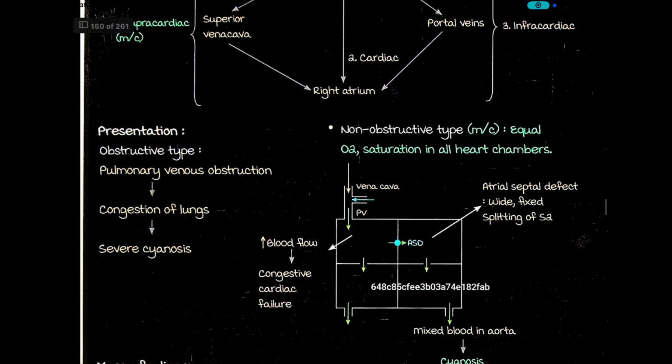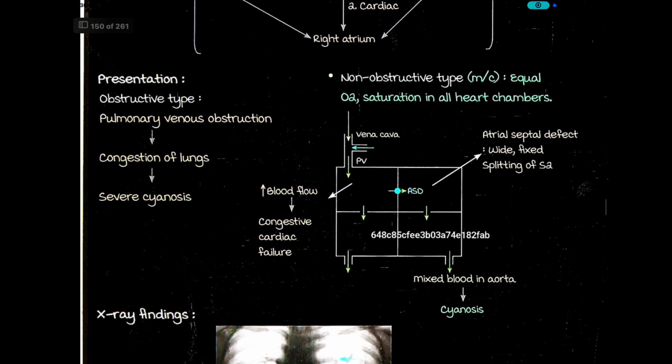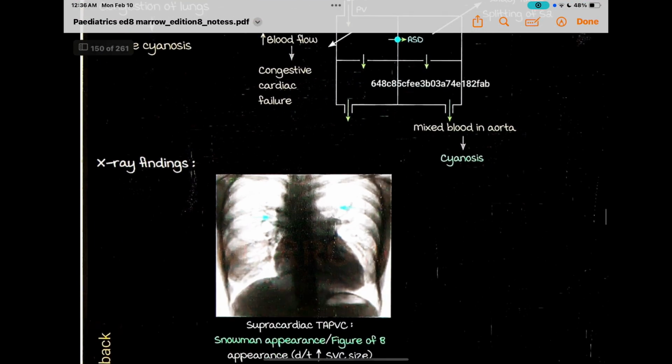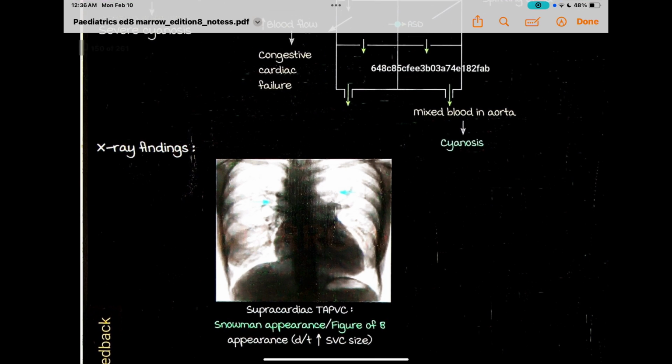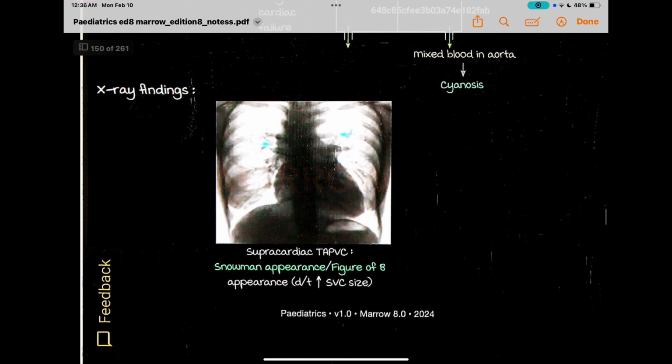Presentation: obstructive type, pulmonary venous obstruction, congestion of the lungs, severe cyanosis. Non-obstructive type, most common, equal O2 saturation in all heart chambers, atrial septal defect, wide fixed splitting of S2, mixed blood in the aorta, cyanosis, increased blood flow, congestive cardiac failure. X-ray findings: supracardiac TAPVC, snowman appearance, figure of 8 appearance due to increased SVC size.